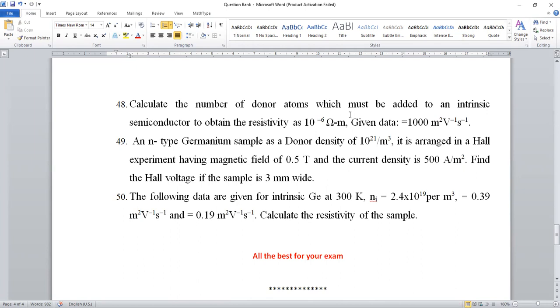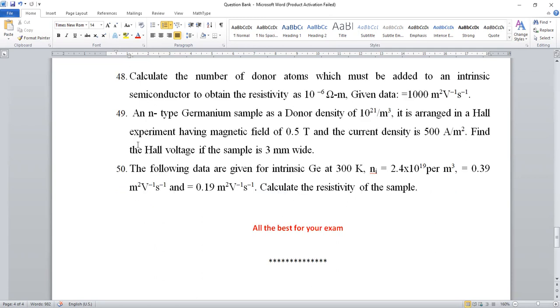Calculate the number of donor atoms which must be added to an intrinsic semiconductor to obtain a resistivity of 10 to the power minus 6 ohm meter. Resistivity is given, so you have to calculate the number of donor atoms. Similarly, another question is also related to semiconductor physics: you have to calculate the Hall voltage. Whenever you are studying the Hall effect, there is a formula with magnetic field strength; that formula you have to recall. Then the following data are provided related to intrinsic germanium at 300 Kelvin. Ni is already provided. Calculate the resistivity of the sample. Here also you can use those particular equations.